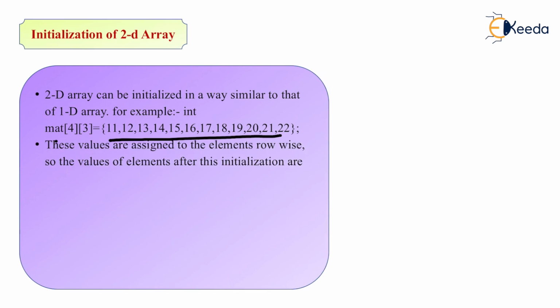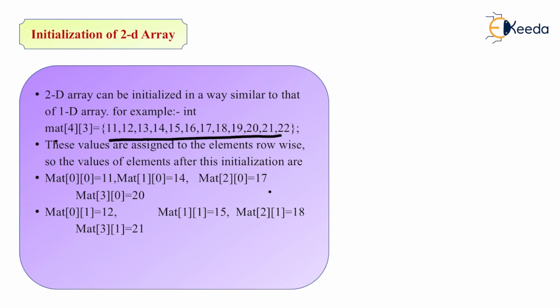So the values of the elements after this initialization are: mat[0][0] will be 11, mat[1][0] will be 14, mat[2][0] will be 17, and mat[3][0] will be 20. As well as mat[0][1] will be 12, mat[1][1] will be 15, mat[2][1] will be 18, mat[3][1] will be 21. Similarly, it will go on.